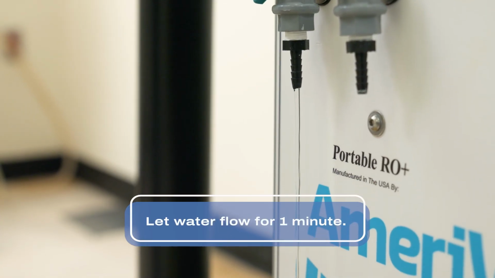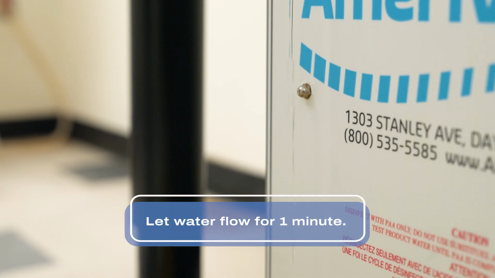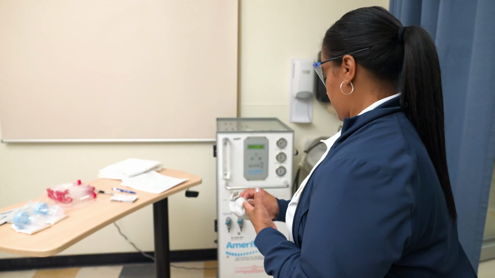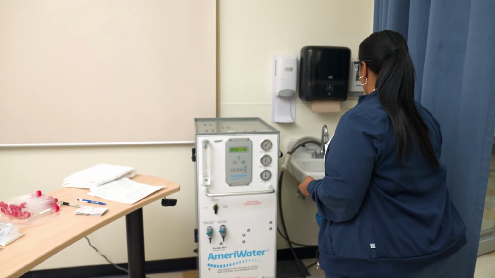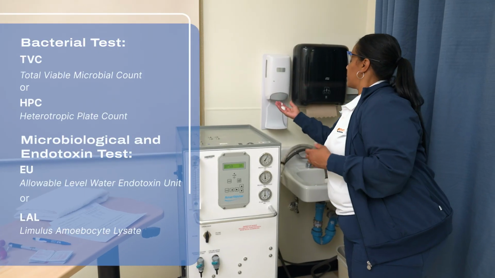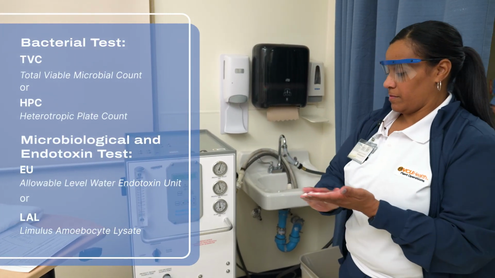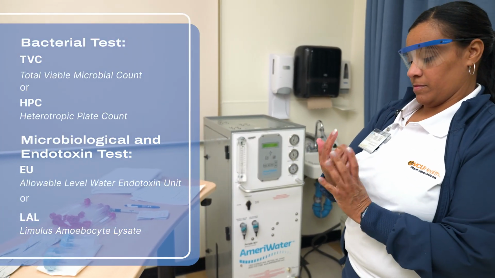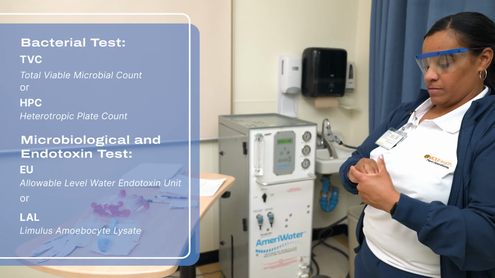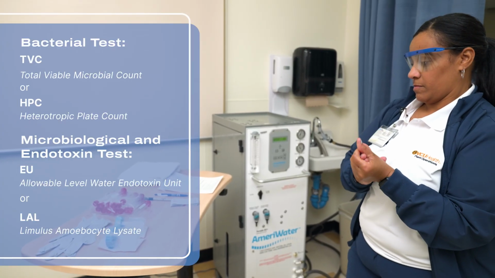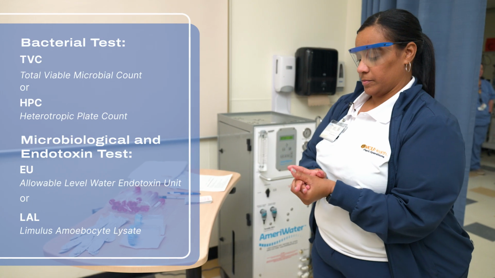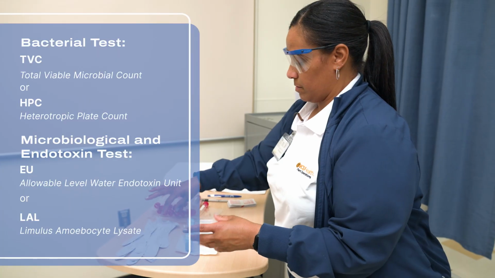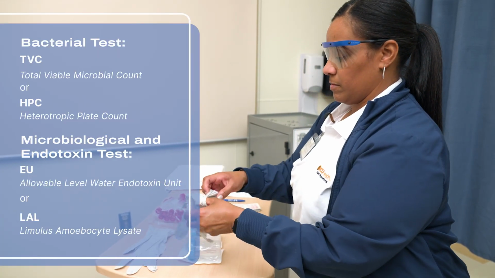Before collecting the sample for bacteria and microbiological and endotoxin tests, you must let the water flow for at least 1 minute. During this time, doff your gloves, perform hand hygiene, and don a new pair of gloves. The bacterial test measures the TVC, total viable microbial count. This test is also sometimes referred to as HPC, heterotrophic plate counts. The microbiological and endotoxin test measures EU, or allowable level water endotoxin unit. This test is also known as LAL, Limulus amoebocyte lysate. Both of these tests can come from one sample.